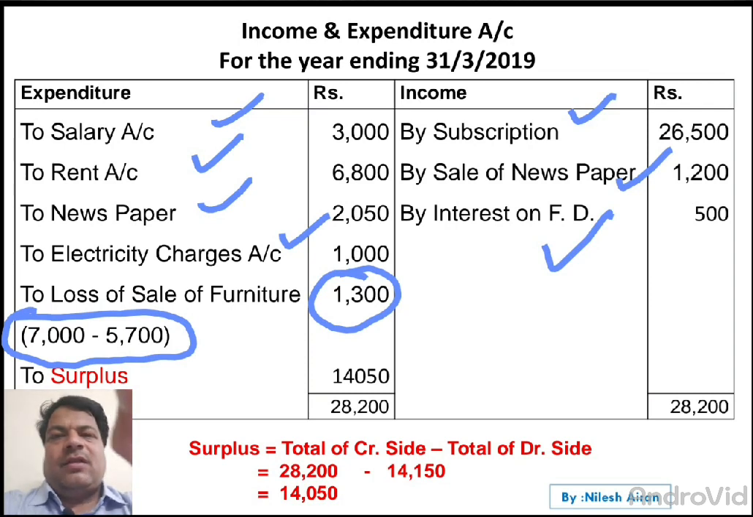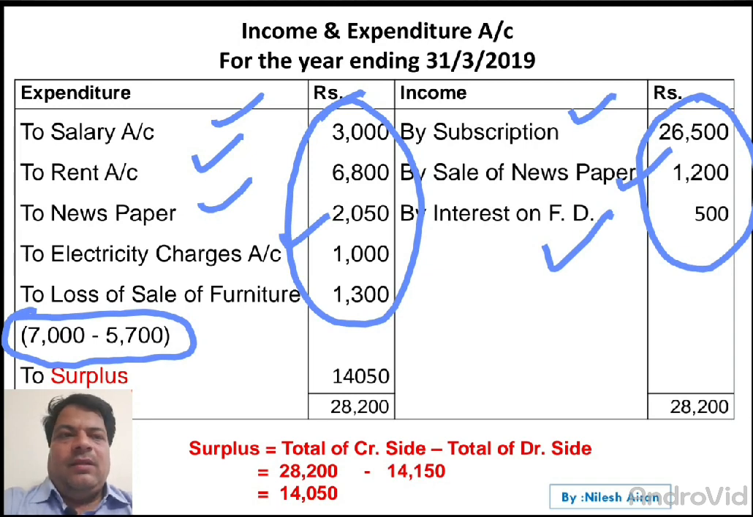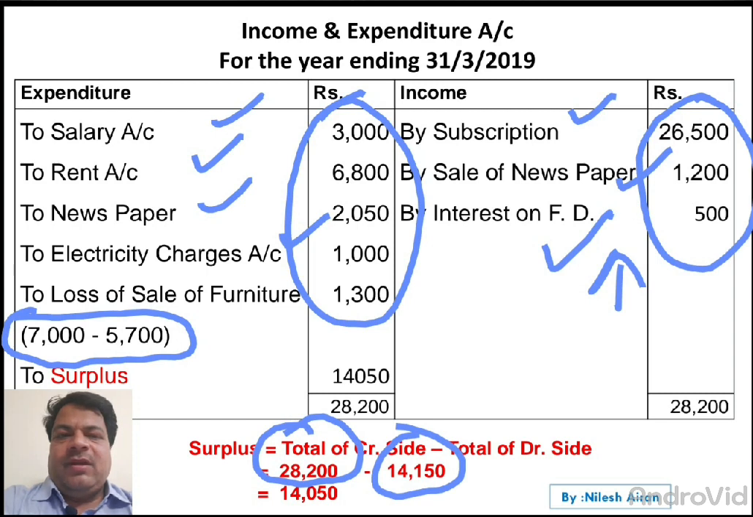Now to calculate the surplus or the deficit, we'll have to make the total of the credit side and the total of the debit side. Then the totals of the credit side and debit side will be compared and the surplus or the deficit is found out. When the total of the credit side is more, there will be a surplus. So here you can see that the total of the credit side is 28,200, whereas the total of the debit side is 14,150. So the surplus will be recorded on the debit side. Surplus is also known as excess of income over expenditure.